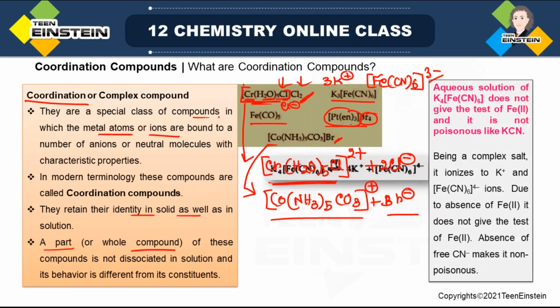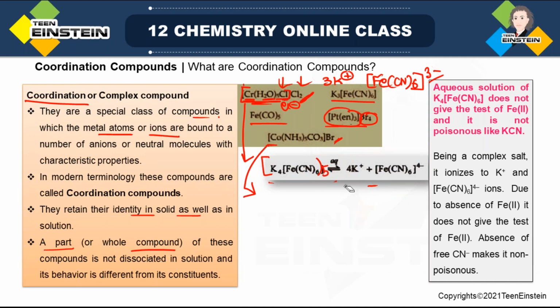Now, here we have a question. The question is about an aqueous solution of K4[Fe(CN)6]. See, this compound is just like this one, the only difference is that here instead of K3 we have K4. It says that an aqueous solution of this compound does not give the test of Fe2+ cation, and it is also not poisonous like potassium cyanide. We know potassium cyanide is poisonous, right? Now, what is the reason behind it?